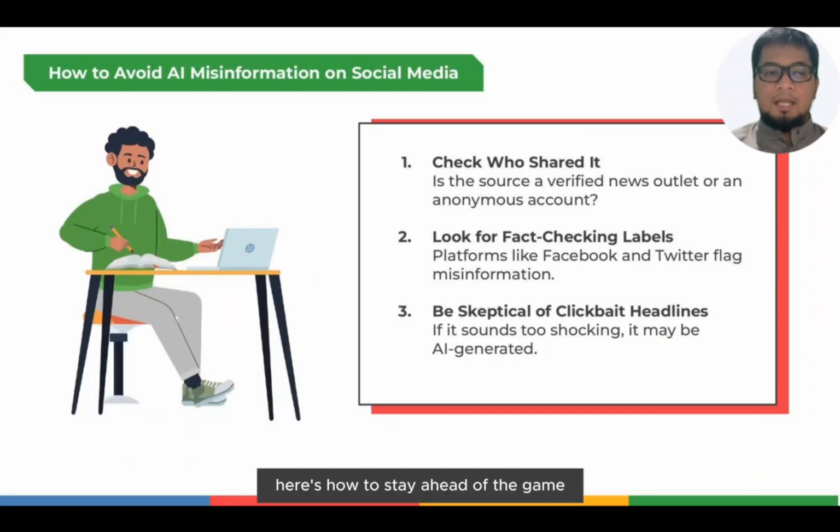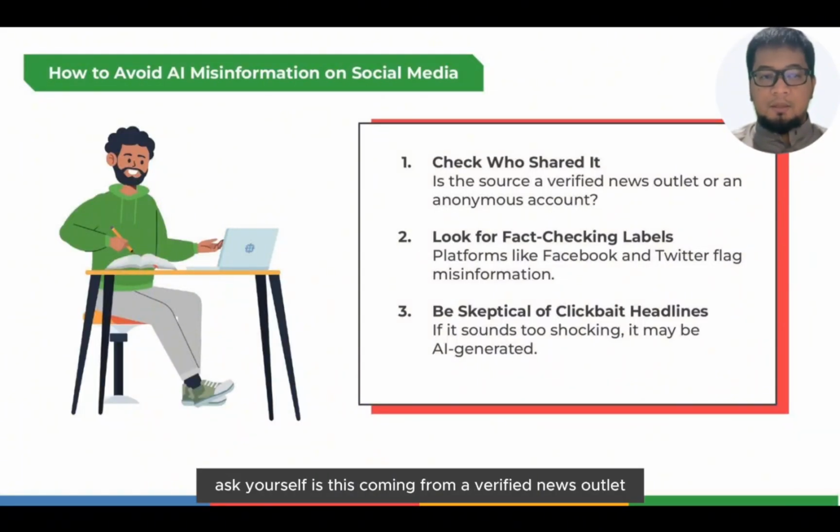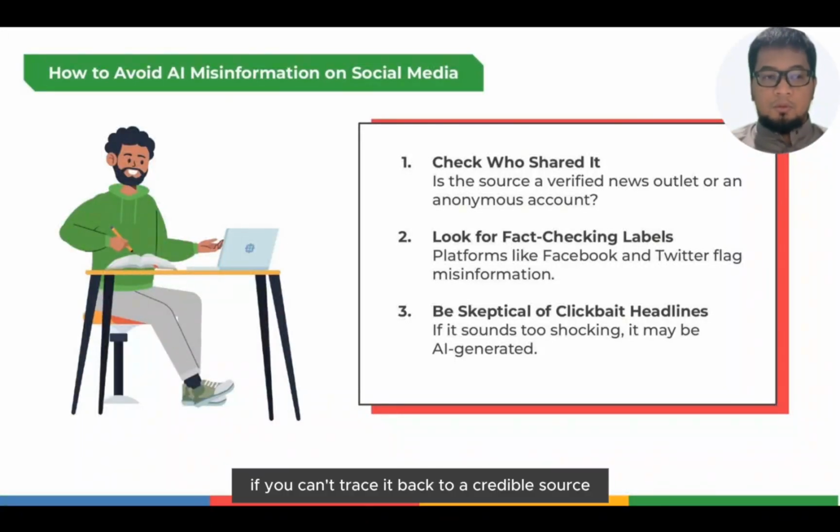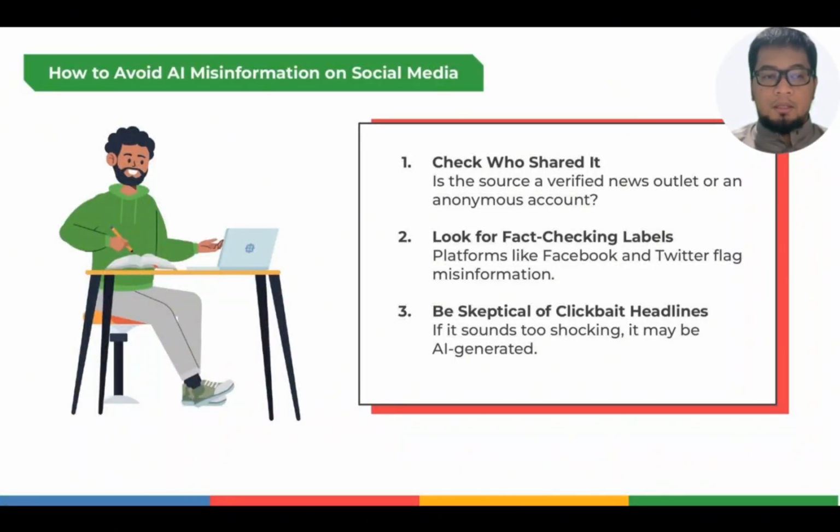AI-generated misinformation is everywhere, but you can outsmart it with a few simple habits. Here's how to stay ahead of the game. 1. Check who shared it. Not all sources are trustworthy. Ask yourself, is this coming from a verified news outlet or just an anonymous account? If you can't trace it back to a credible source, be cautious. 2. Look for fact-checking labels.